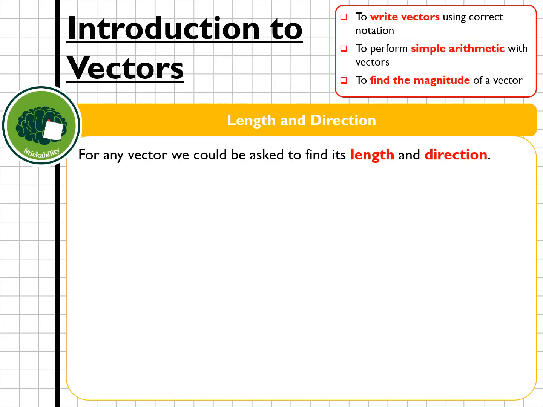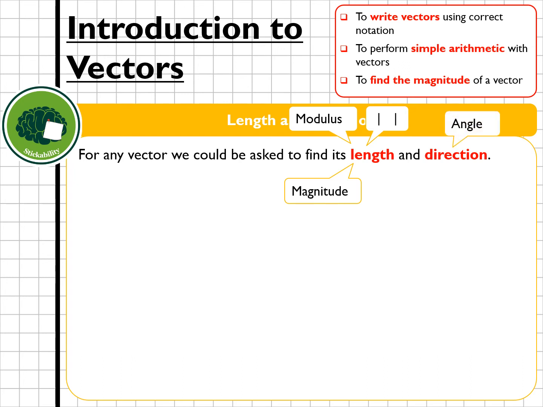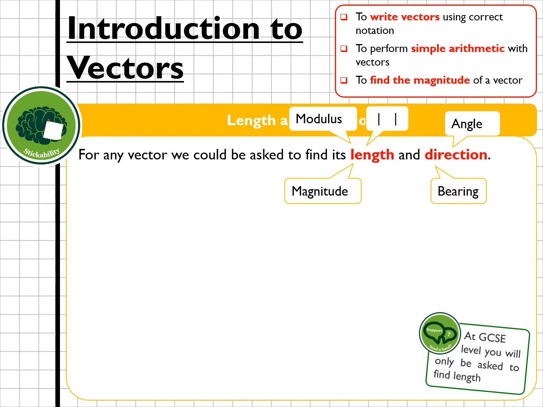Now, for any vector, we could be asked to find its length and its direction. As soon as you see that word length, there are some other keywords that need to come to mind. One is this word called modulus. Another is this notation, which is like 2 square brackets, and the word magnitude. All of those notations or words mean length. We can also be asked to find the direction. When you see the word direction, you're thinking about angle or bearings. Now, at GCSE, you're only asked to find the length.